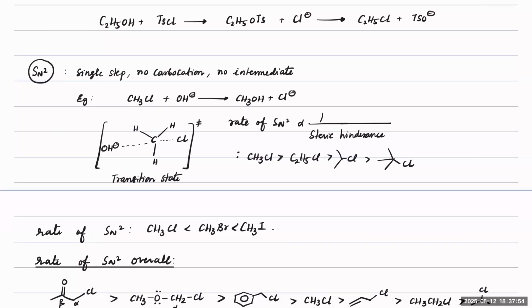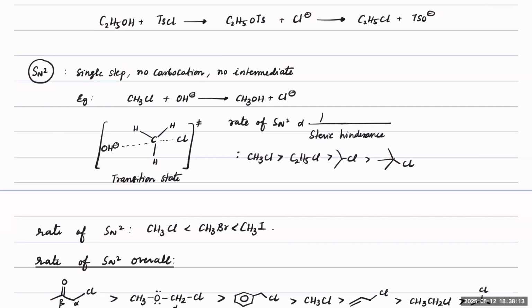Right. SN2 type of reactions. When will this happen? SN2 is a single step reaction. Within one step, the entire reaction will be over. Second, there is no carbocation here. There are no intermediates forming in this reaction.